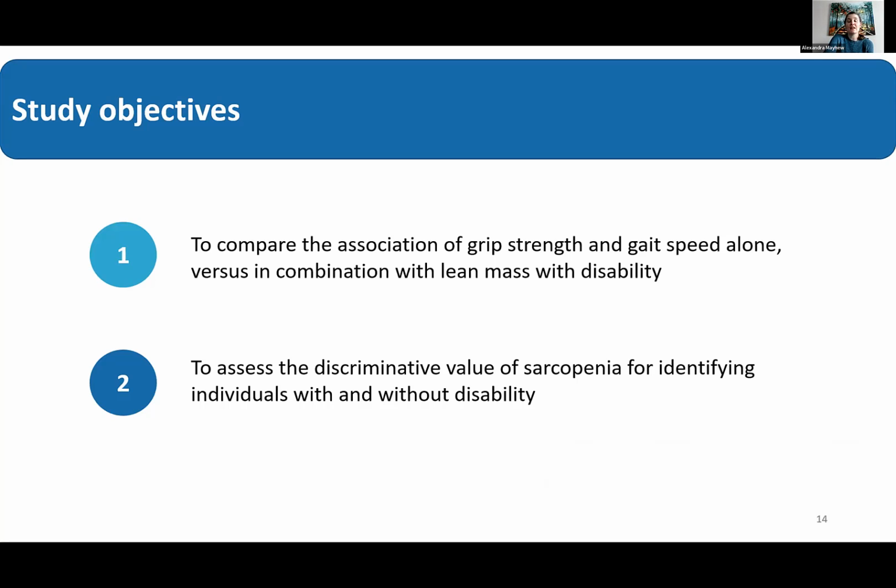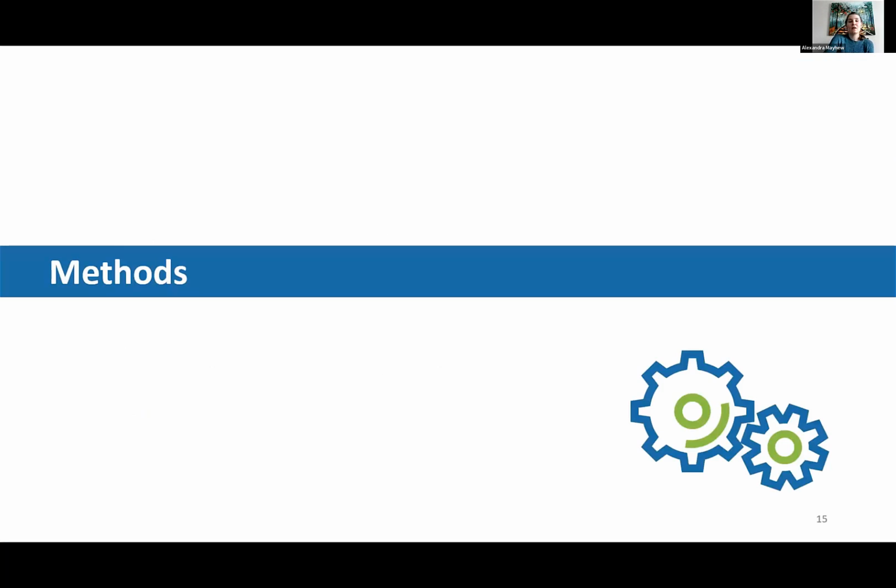The objectives of my project were first to compare the association of grip strength and gait speed alone versus in combination with lean mass with disability, and secondarily to assess the discriminative value of sarcopenia for identifying individuals with and without disability. And this second point is quite important because a lot of people in the sarcopenia literature make the mistake of assuming that just because sarcopenia is significantly associated with different health outcomes based on using odds ratios or relative risk, that it means that it's clinically useful, but that isn't necessarily the case.